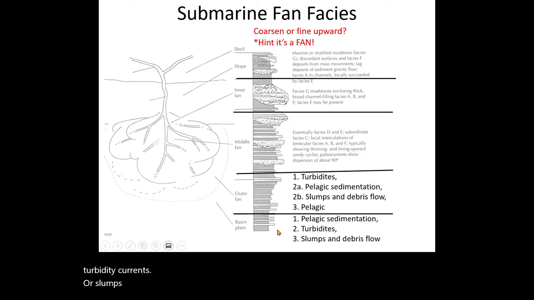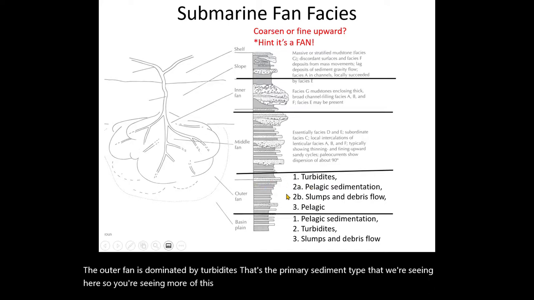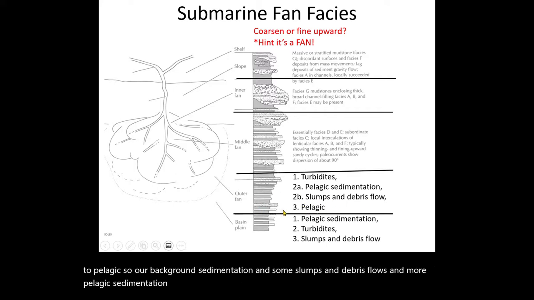The outer fan is dominated by turbidites. That's the primary sediment type that we're seeing here. So you're seeing more of this coarse material. The secondary types of sediments are going to be pelagic, so our background sedimentation, and some slumps and debris flows. And more pelagic sedimentation becoming important in the outer fan deposits. So again, you'll see a lot of that mud here, but also turbidites that make it out that far.